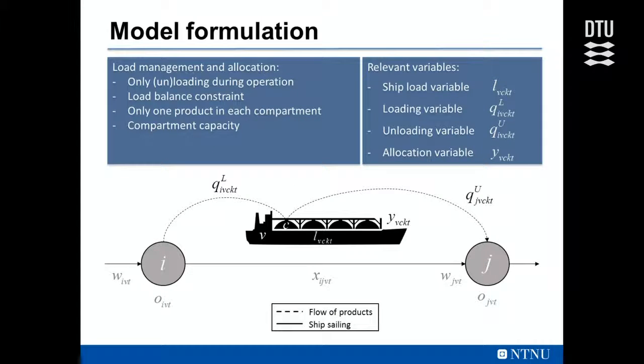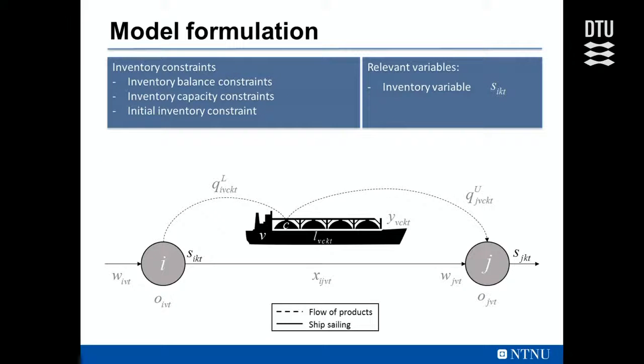Then we, of course, need some load balance constraints on board the ship so that we make sure that we don't create products, so products just don't disappear. We can only have one product in each compartment, and we have the compartment capacity. And for this, we have some loading variables. How much is on board ship V in compartment C of product K at time period T? We have loading and unloading variables that are connected to this one. And we have allocation variables that say if product K is in compartment C of vessel V in time T.